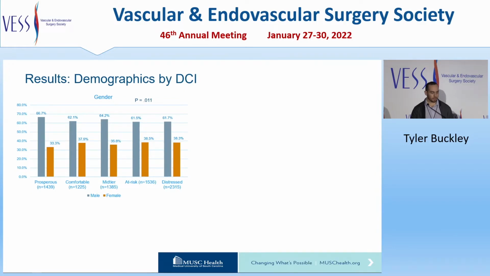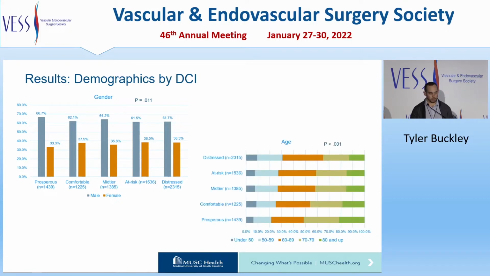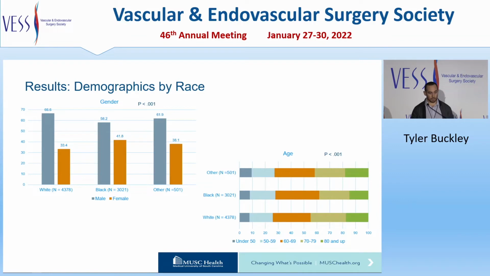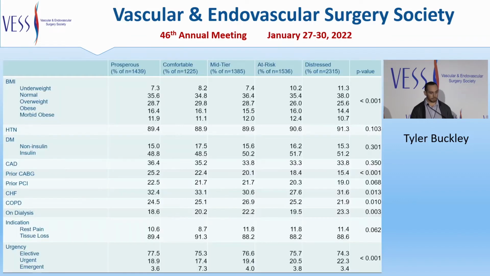When looking at our demographics by DCI, we see an increased proportion of female patients in our more distressed groups, and also an increased proportion of younger patients, specifically less than the age of 70. When looking at these demographics by race, we see that our Black and other minority groups have a higher proportion of female gender, as well as age less than 70.